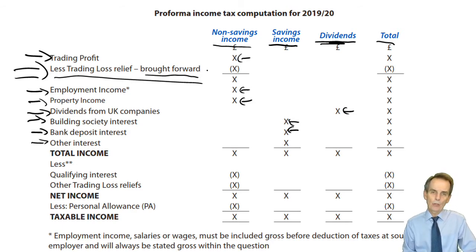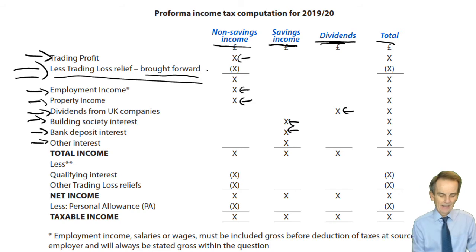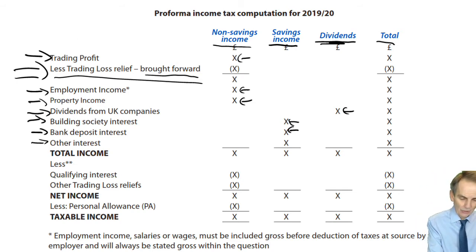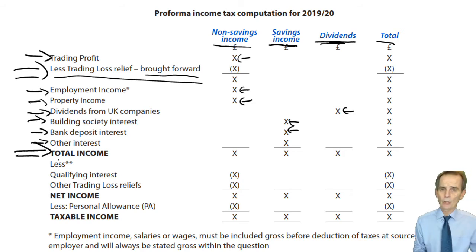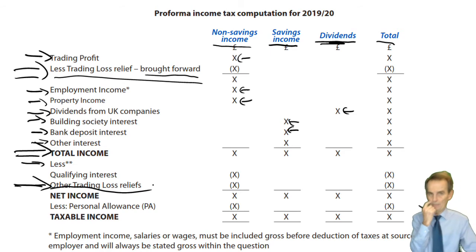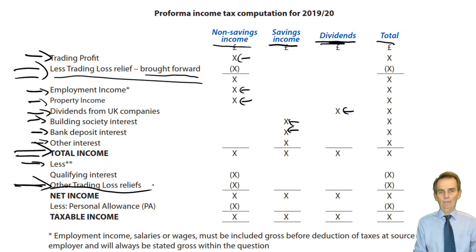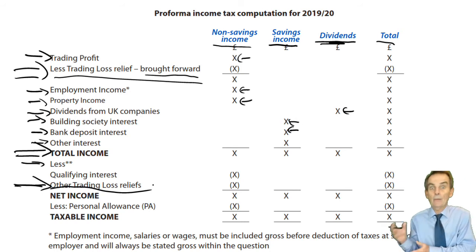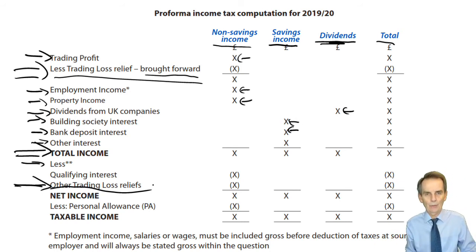Now that was if we had chosen not to or were unable previously to relieve the loss. If we come down the computation, we've listed the sources of income and we get total income. Again, read a question as regards what it asks you to compute. Probably not that likely that they'll want total income, but that's what it is. And it's before certain deductions. And one of those categories of deductions, I've just called them here other trading loss reliefs, they go against total income. Now again, Chapter 7 is the chapter that deals with loss reliefs there.